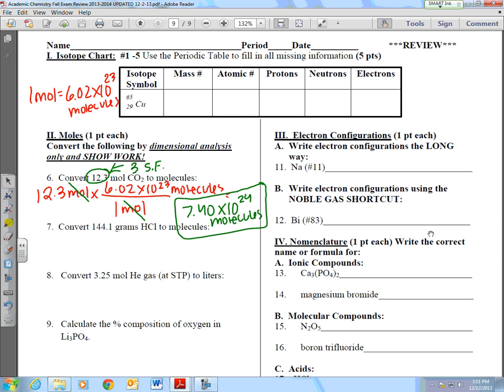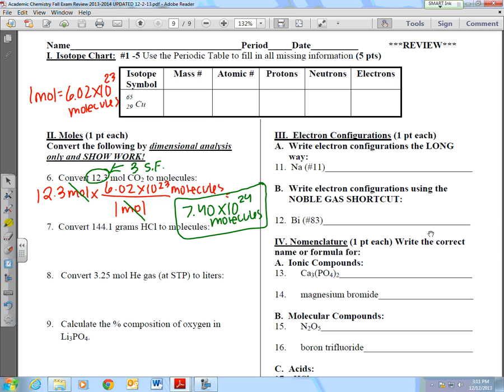Okay, so the question was how to round this properly. You want to round to the number of significant figures in your given. So the given is the number you start with, 12.3, right? So that has 1, 2, 3 significant figures. So your answer needs to have 3 significant figures.